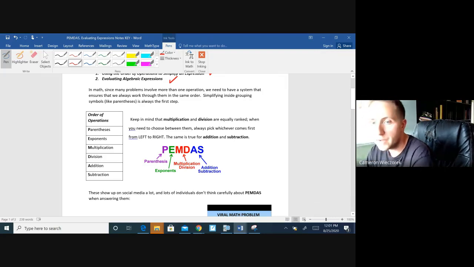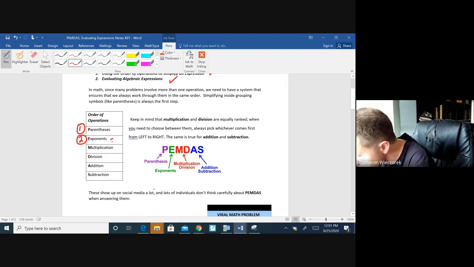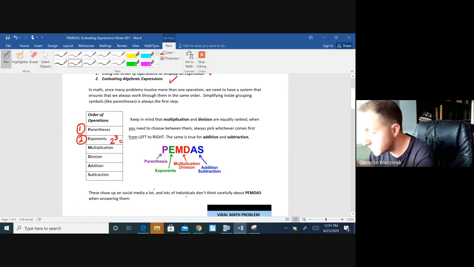You always start by evaluating what's in parentheses, if there are parentheses in the problem. So we start with parentheses. Next, we move on and we evaluate anything that has an exponent. An exponent would be like the little number that's way up in the sky. For example, 2 to the third. That 3 up top is an exponent. And all it means is you multiply 2 by itself 3 times in a row. 2 times 2 times 2 would be 8. So an exponent tells you how many times to multiply the number by itself.